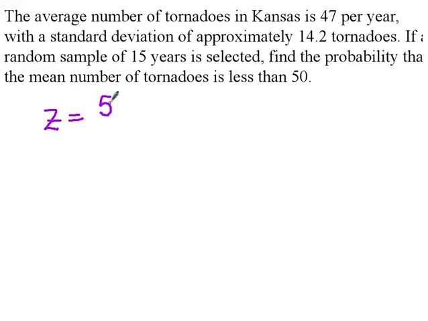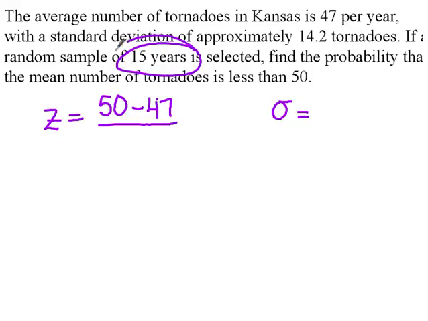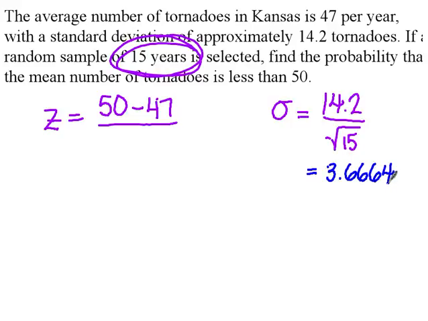So normally we would go ahead and set our z-value, and in this case our z-value would be 50 minus 47 divided by 14.2, but I have to find my standard deviation here because it's a random sample of 15 years. So what am I going to do? 14.2 divided by square root of 15. Good. What is 14.2 divided by root of 15? 3.6664. So that's what I'm going to go ahead and plug in. 3.6664. Okay?